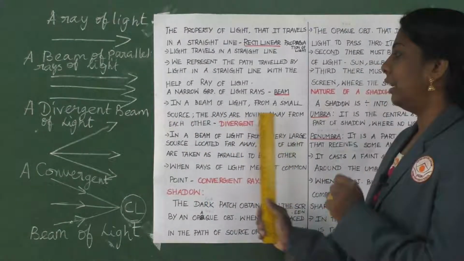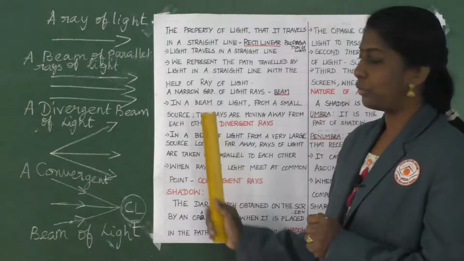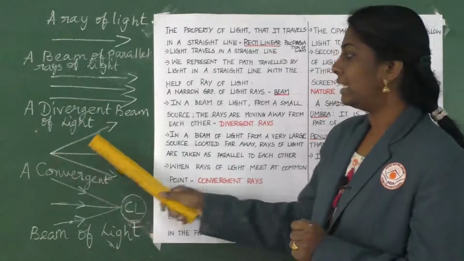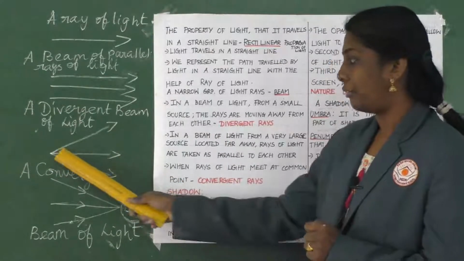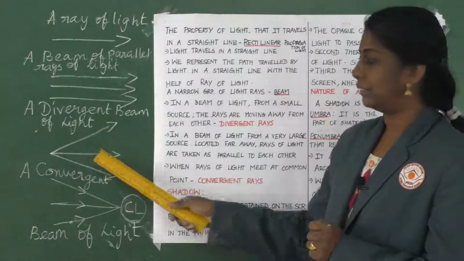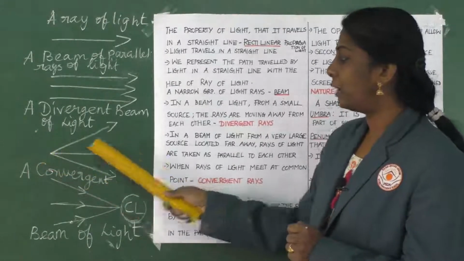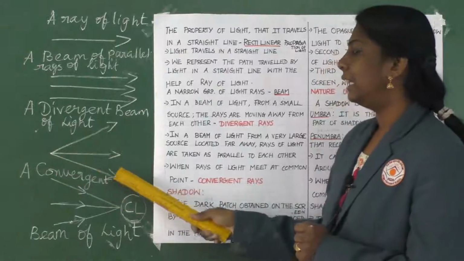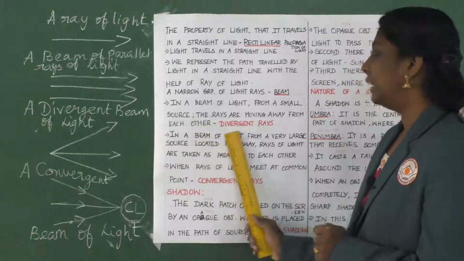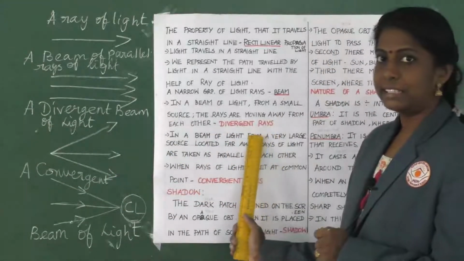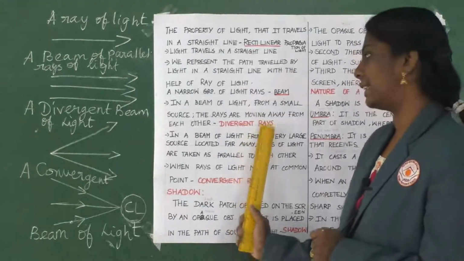Next thing, in a beam of light from a small source, the rays are moving away from each other. So from a common light source, when the rays are moving away from each other, that is said to be divergent rays. What is that? Divergent rays.